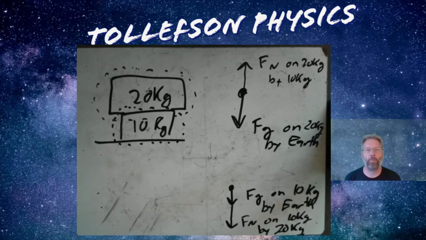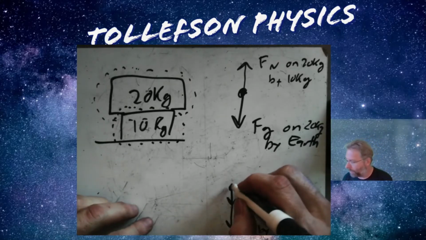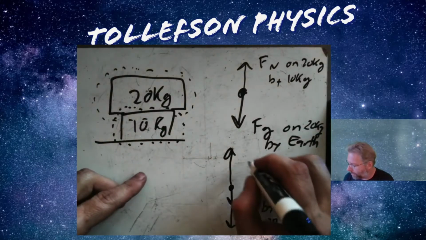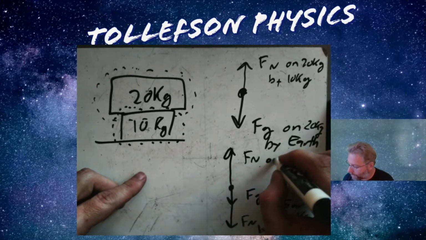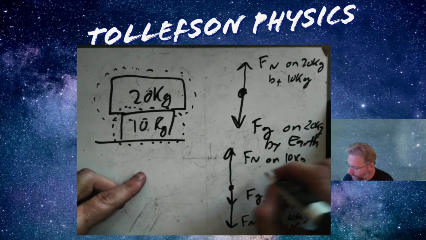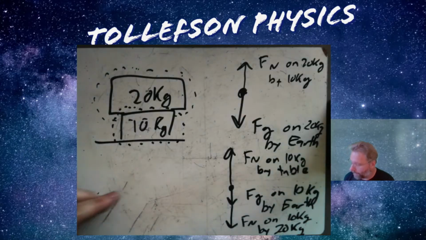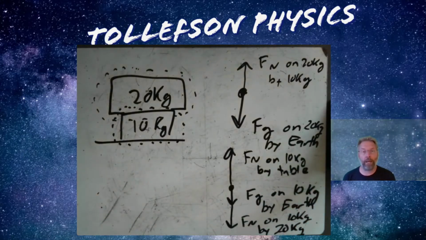All right, and then what's pushing up on it to prevent it from accelerating? And so I have the table. So I have a normal force on the 10 kilogram block by the table. It's sitting on a table, let's say. All right, and those are my two force diagrams.